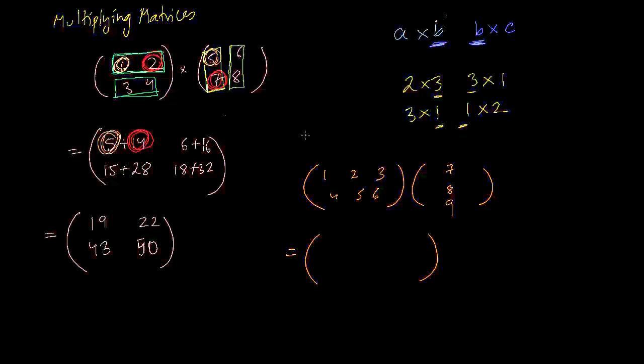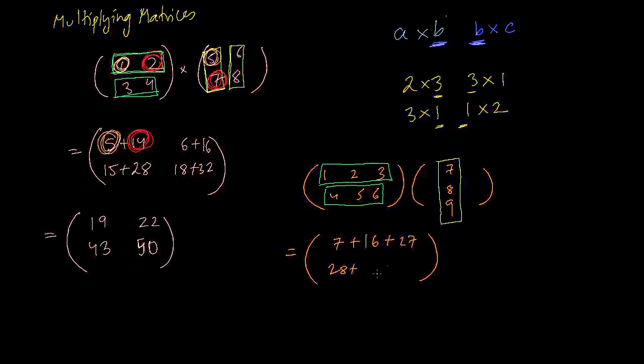So we are going to multiply this row one more time with this column over here. So we have to do this multiplication. So 1 times 7 is 7 plus 2 times 8 is 16 plus 3 times 9 is 27. Next we have the next row over here, which is 4, 5, 6, and when we multiply that we get 4 times 7 is 28 plus 5 times 8 is 40 plus 6 times 9 is 54. So this is what we get.